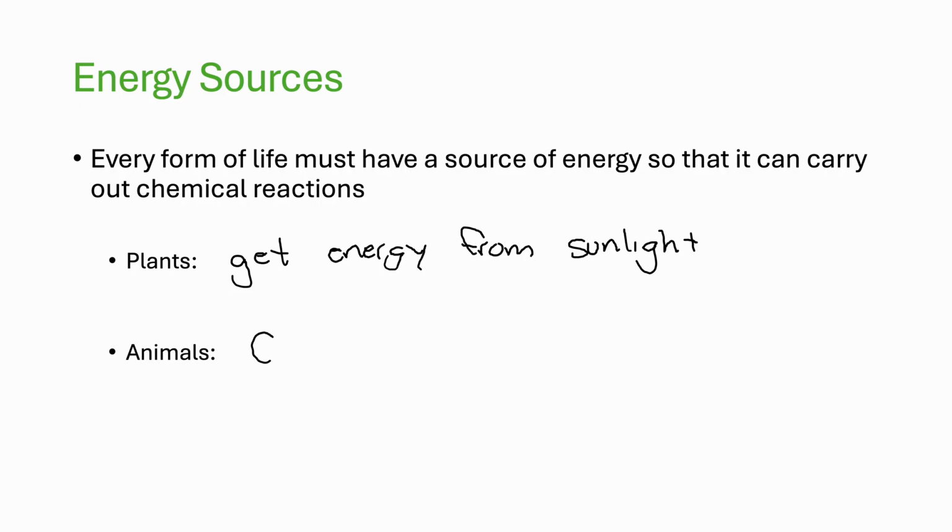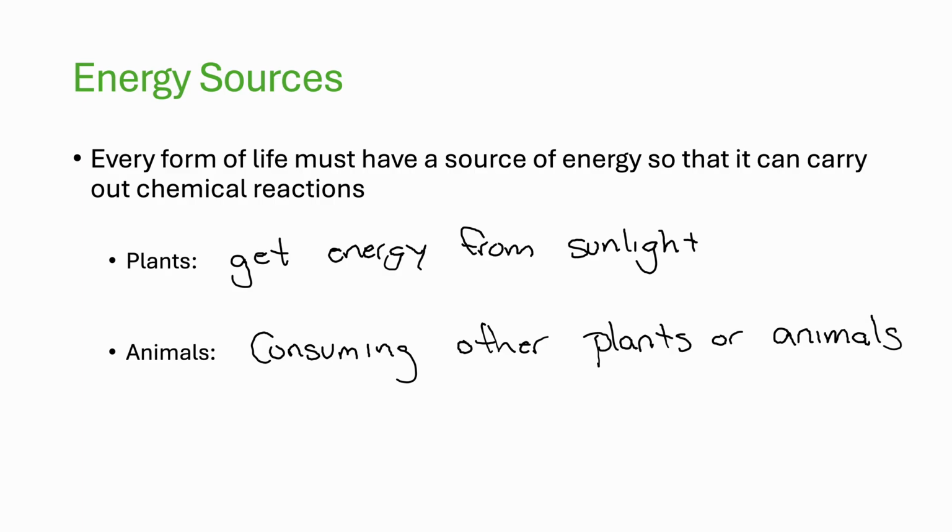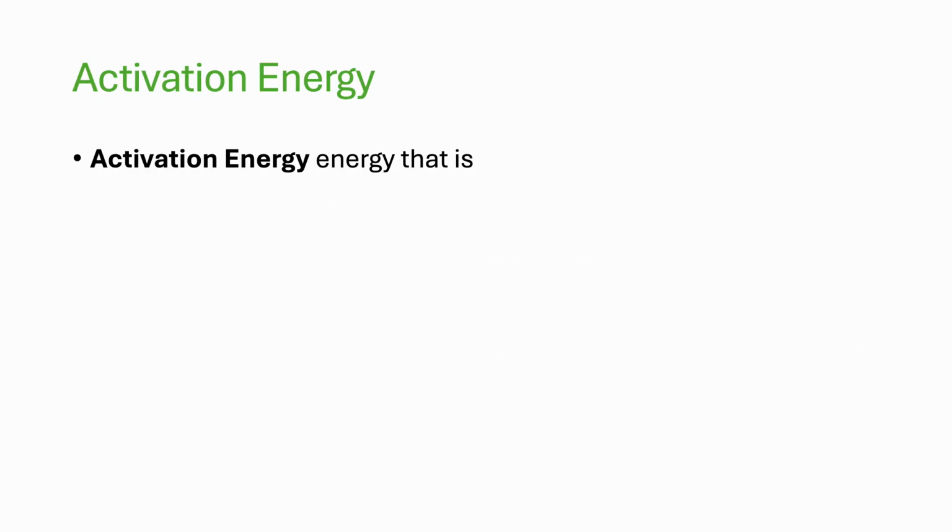Now, in animals, we get our energy by consuming other plants or animals, by eating our food. So the energy that is produced from consuming our food, like heterotrophs, is how we start chemical reactions. In a chemical reaction, this input of energy, this energy hill that we need to overcome to start it, is called the activation energy. And this is the energy that is needed to get a reaction started.